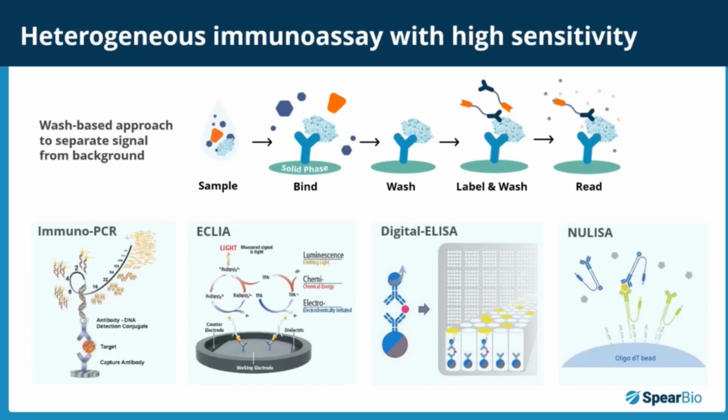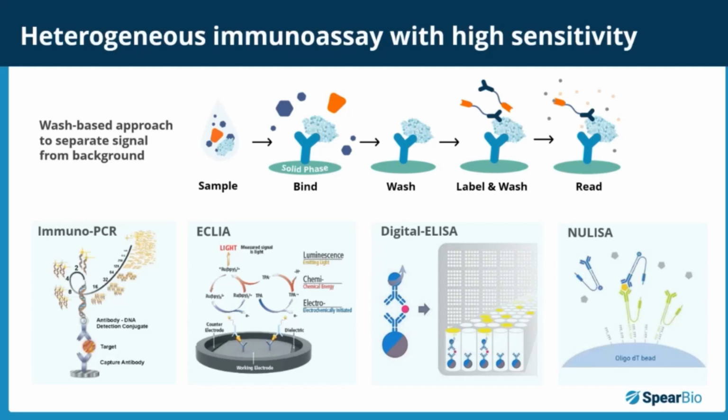Immuno-PCR achieves higher sensitivity by using PCR to exponentially amplify both the signal and the background. The other three methods primarily focus on reducing background to achieve higher sensitivity. eClear uses electrically controlled signal generation, which minimizes bulk background. Digital ELISA employs a single-molecule approach to isolate the true signal from background interferences. NULISA utilizes a dual capture and release mechanism to more effectively remove non-specific binding. These advanced methods significantly improve the analytical sensitivity for protein biomarker measurements.